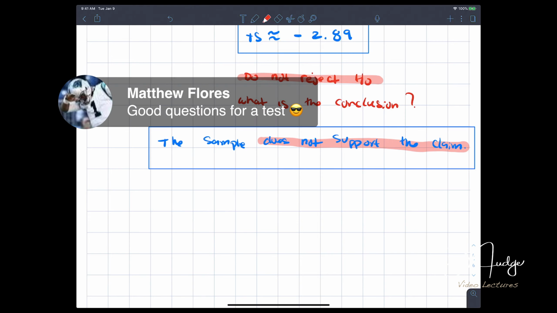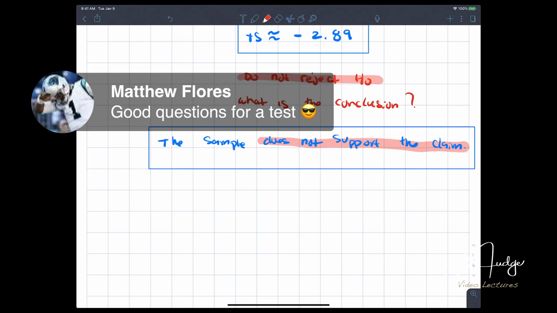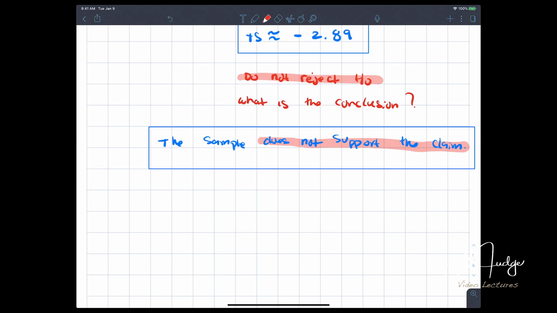Good questions for a test. Yeah, Matthew, this is why I keep some of those things up, so people can actually understand. Yeah. Oh, I guess, Mr. Judge, you do ask these kinds of questions. Oh, I didn't know. Oh, interesting. Yep. Sometimes that's good information.